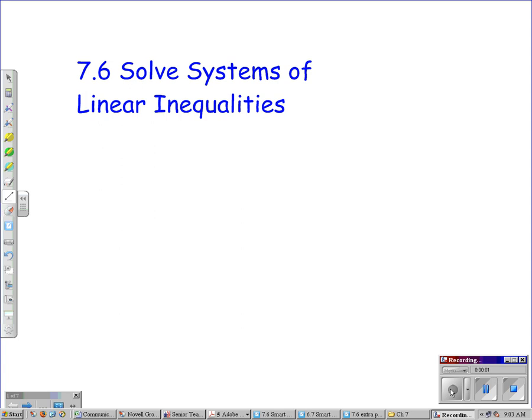Going to work today on 7.6, which is solving systems of linear inequalities. So I told you at the beginning of this chapter, we're going to graph on the first section. We're going to do some graphing at the end as well. Here we are at the end. 7.6, solving systems of linear inequalities.